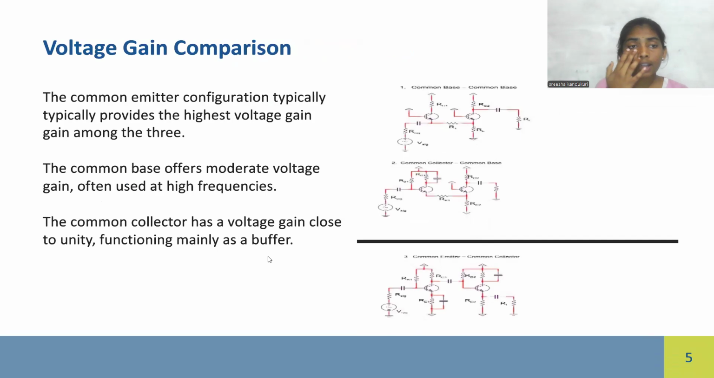So let us compare the voltage gain. The common emitter configuration typically provides the highest voltage gain among the three. The common base offers moderate voltage gain, often used at high frequencies. The common collector has a voltage gain close to unity, functioning mainly as a buffer.